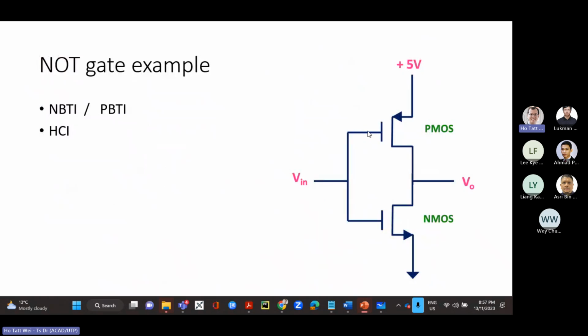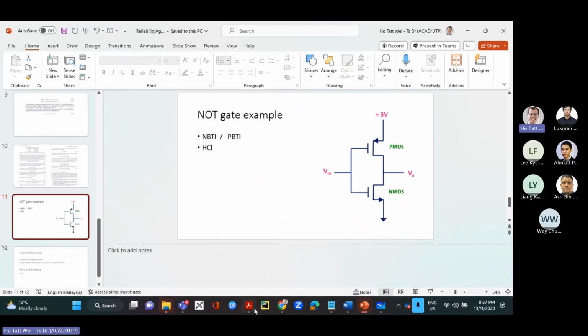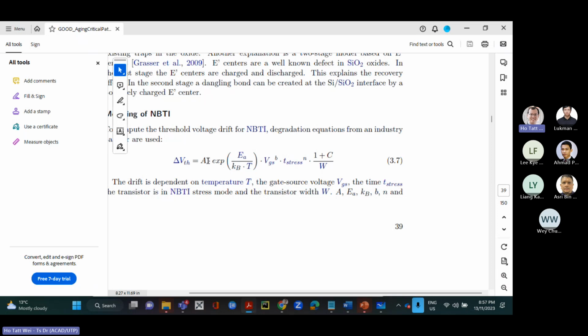If it's logic 0, this to this is negative 5 volts. This to this is positive 5 volts, that is logic 1. So VGS is close to VDD. So that's where the VDD effect comes in. The higher the VDD, the worse the VTH. The lower the VDD, the less the shift in delay.